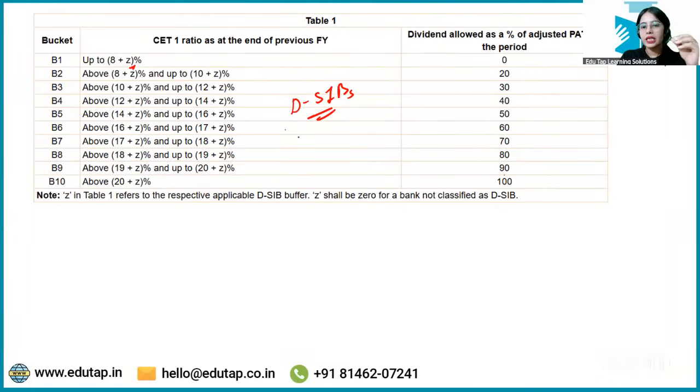Domestic systemically important banks are the banks that are too big to fail. Can you give me any example of a bank that is too big to fail in our country? I know that SBI, HDFC is very good, everyone. So see, domestic systemically important banks are the banks that are too big to fail. That means if they fail, it can lead to a problematic situation in the country.